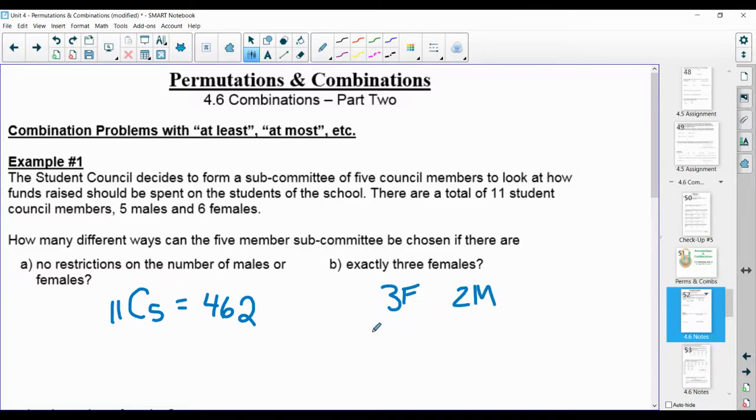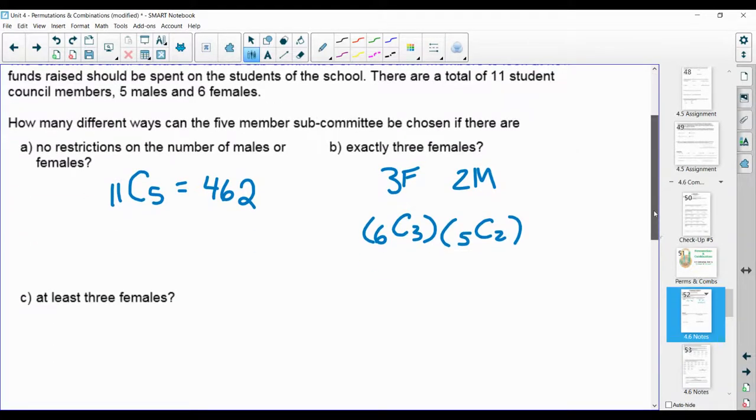And if we have 3 females and 2 males, that means we're going to have 6 choose 3 because there were 6 females. And there are 5 males, and we want to choose 2 of them. Again, notice that we've got the 6 plus 5 being 11, and the 3 plus 2 being 5. And so if we actually calculated that out, 6 choose 3 is 20. And 5 choose 2 is 10. There would be 200 ways.